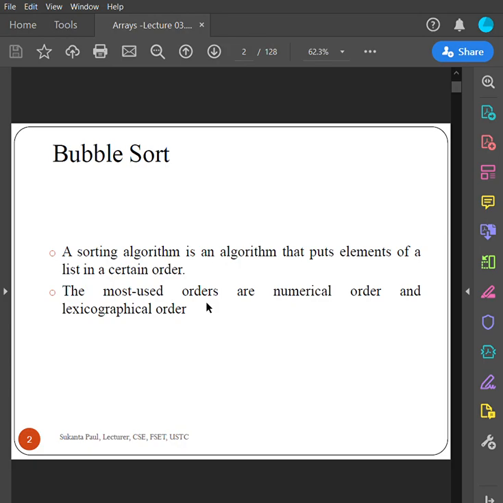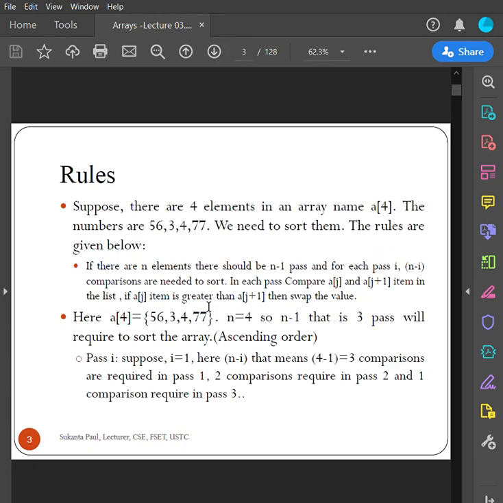The most used orders are numerical orders, related with numbers, and lexicographical orders, that are related with alphabets or characters. So there are some rules in every kind of sorting technique. So what are the rules?